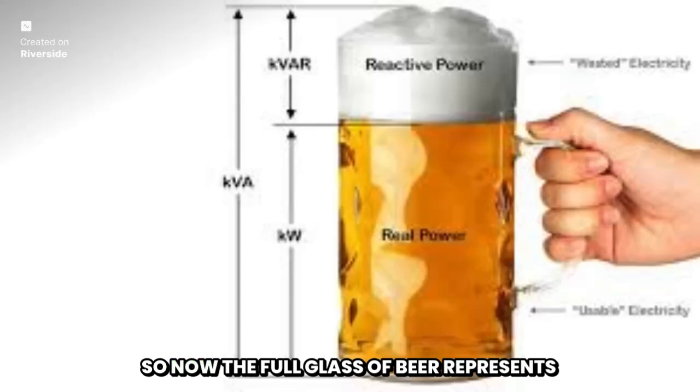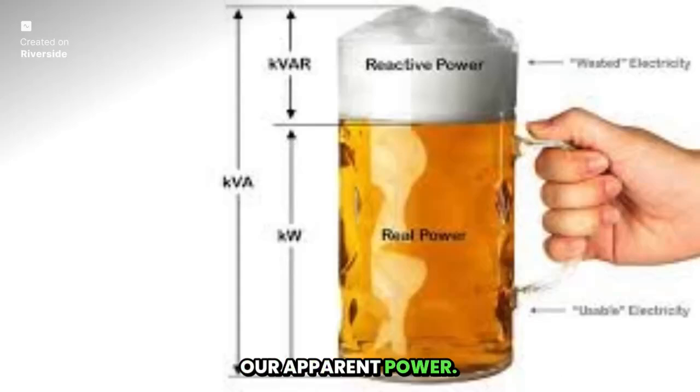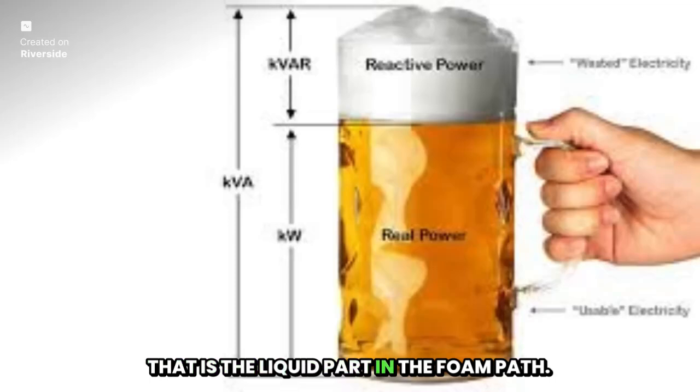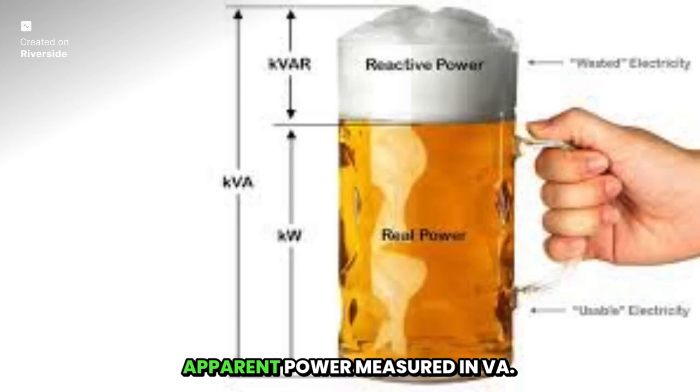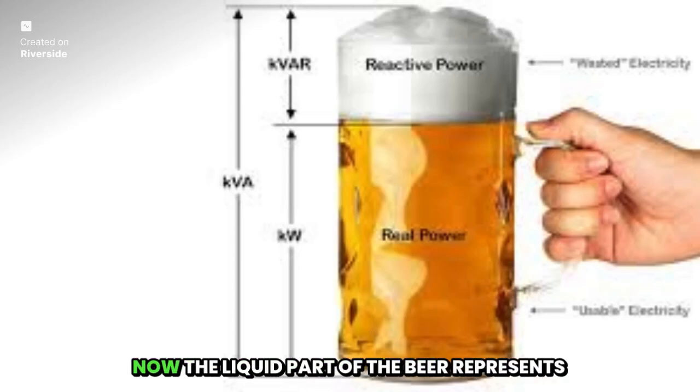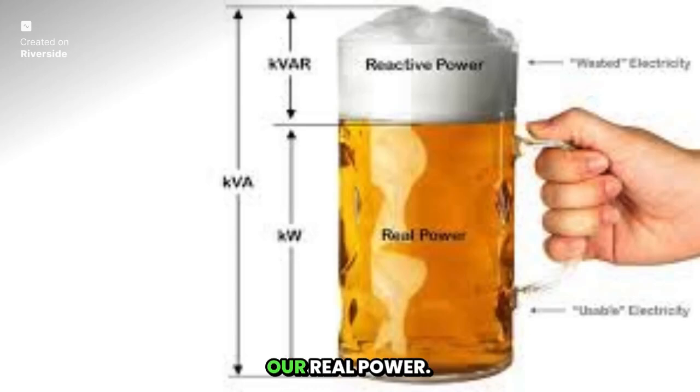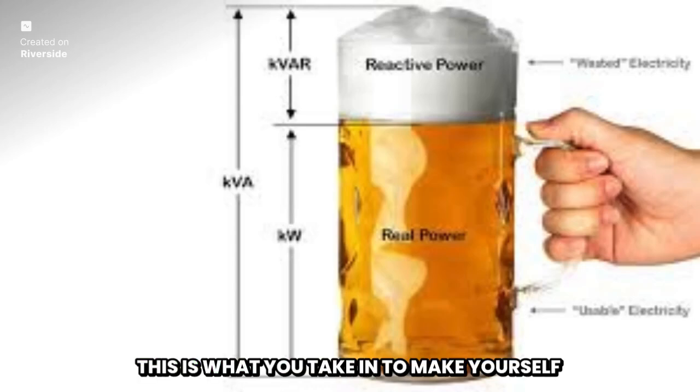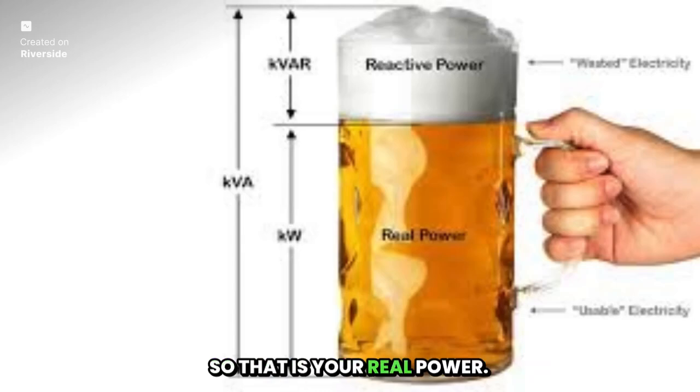Now the full glass of beer represents our apparent power. That is the liquid part and the foam part. Everything combined together is our apparent power, measured in VA. Now, the liquid part of the beer represents our real power. This is what you take in to make yourself happy. So that is your real power. It is the actual energy that lights your bulb.